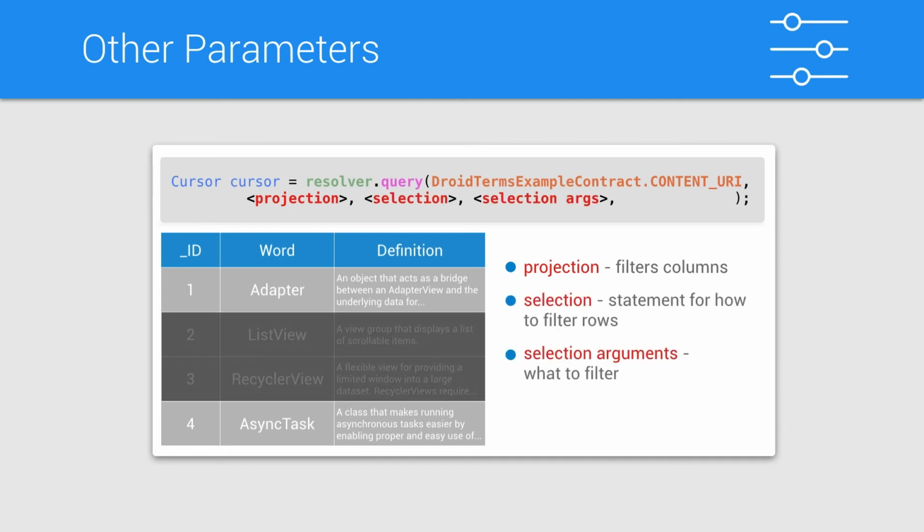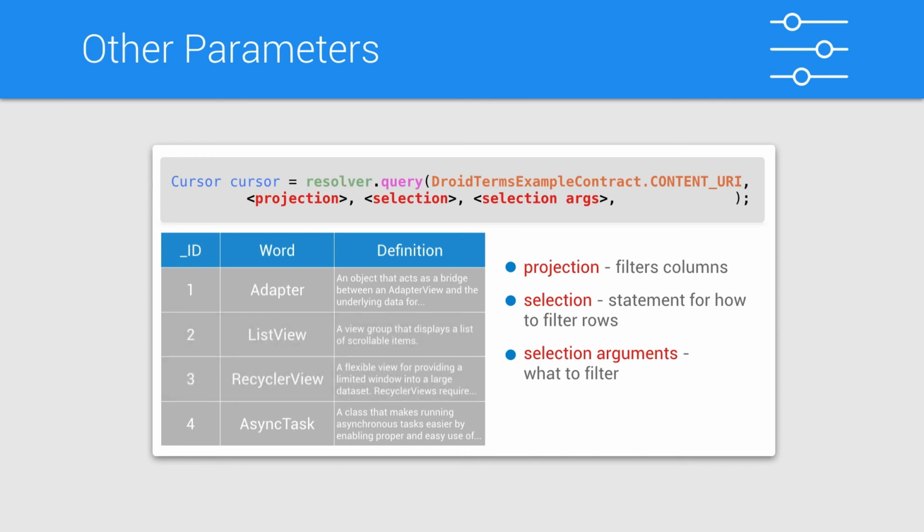A selection along with the selection arguments are used to narrow down the number of rows returned based on some criteria. For example, only selecting terms that start with the letter A. And the sort order determines the order you get the data back in, for example, sorting alphabetically. In general, when you pass in null, it means no sorting and grab everything. If you want to see code examples of how to use these constraints, check the notes below.